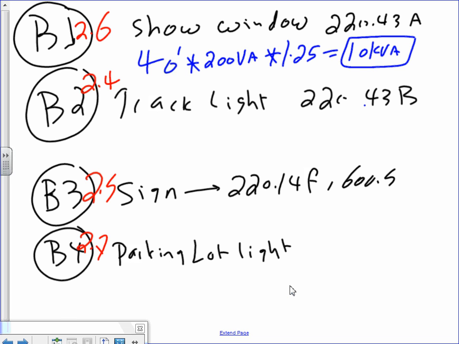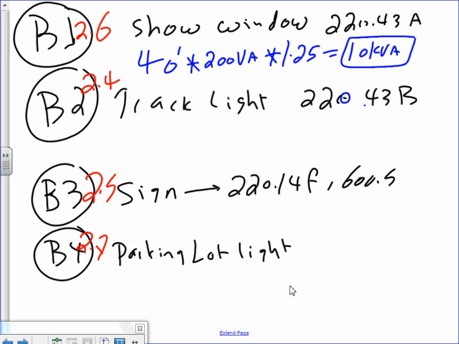Well, but remember, you take the worst scenario. The worst scenario is if the parking lot lighting is like in the winter in Minnesota. People work until 5 o'clock. The parking lot will be on, and the building light will be on. That's your worst scenario, right? Okay, so that's it.